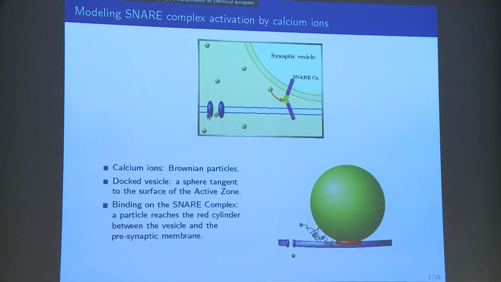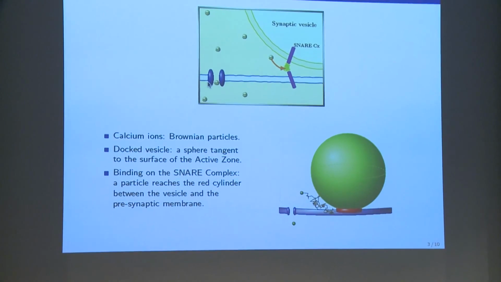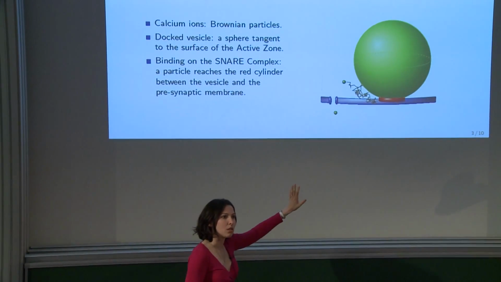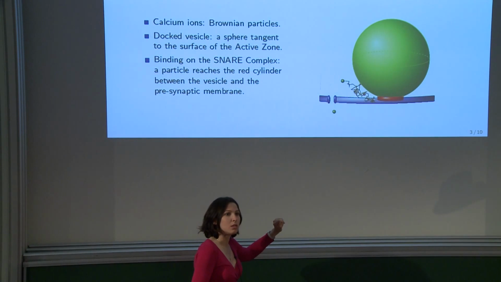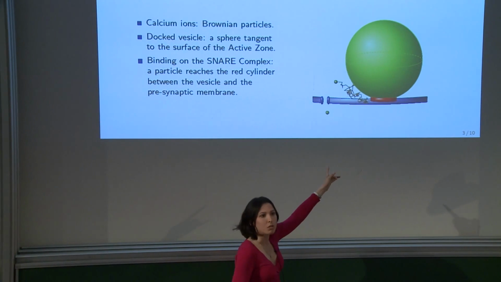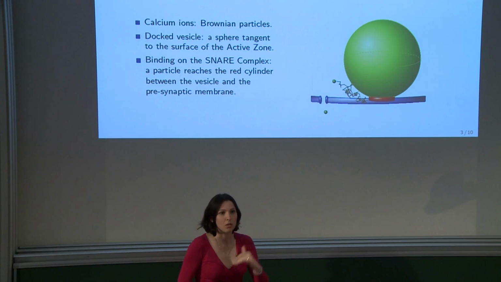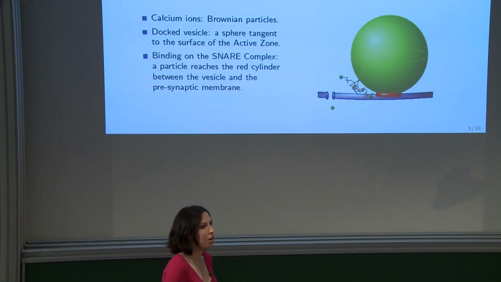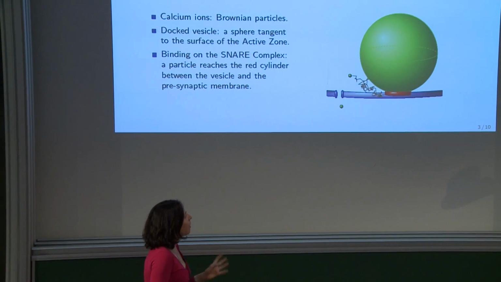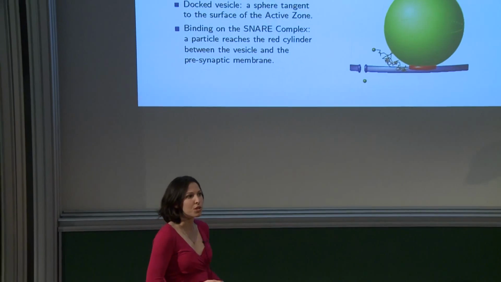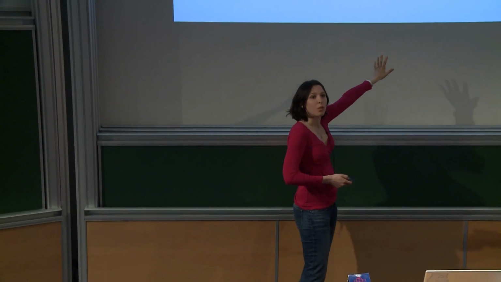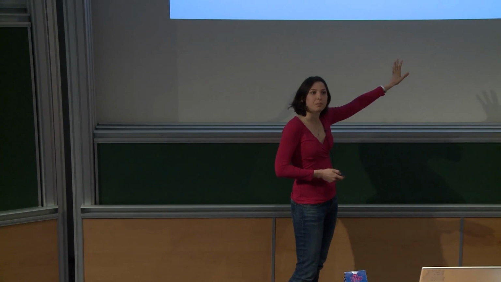And the binding on the SNARE complex is when the Brownian particle will find the red cylinder you can see here. So this is our model of these ions finding the complex. The small cylinder is centered at the tangential point between the vesicle and the plane. Okay? So we are now interested in the time and, in a further step of the project, the probability that an ion starting from this channel will find this small cylinder.